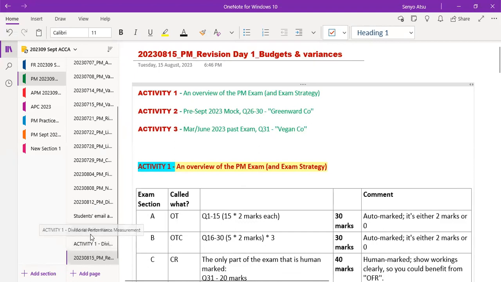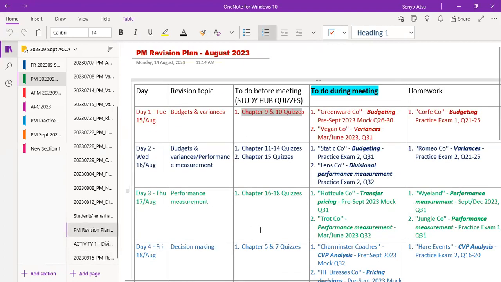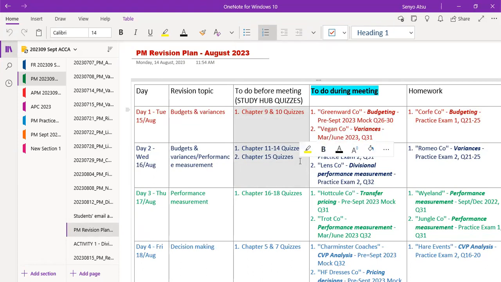Let me look at the plan again. Apart from coffee code, I say you should do as homework on budgeting to reflect what we did with Greenwood Code. Variances are in chapters 9, 10, 11, 12, budgets and variances, 9 to 15. Sit down, do these quizzes.